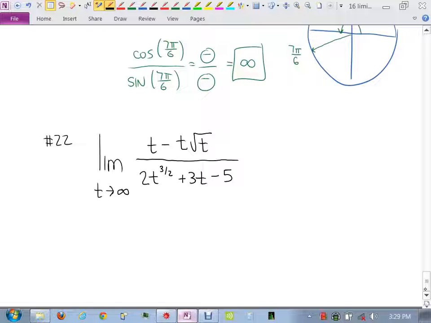What's happening up top? t minus t root t, right? Something like that. But isn't that infinity minus infinity? What's infinity minus infinity? Infinity minus infinity is, I have no idea. It depends on the problem. It's indeterminate. I cannot determine what that is. It's not 0. Could be 0, but it could also be infinity. It could also be 2.